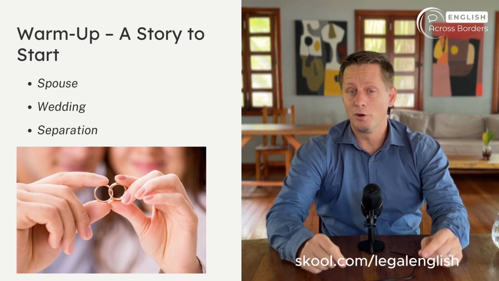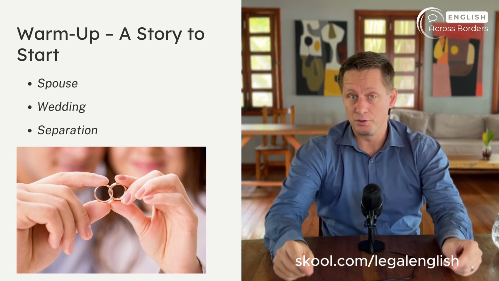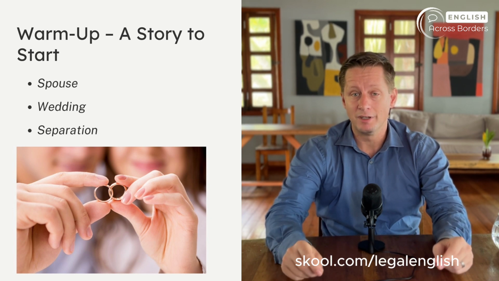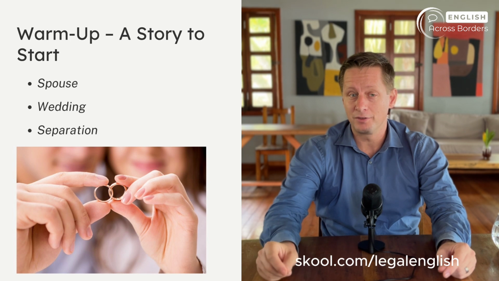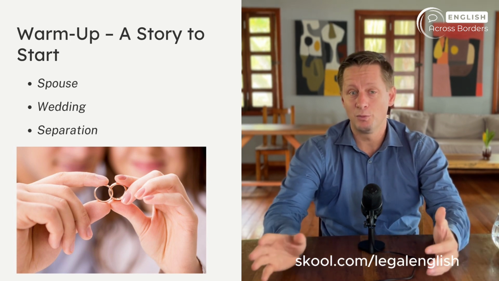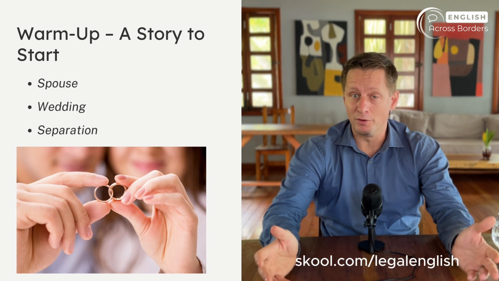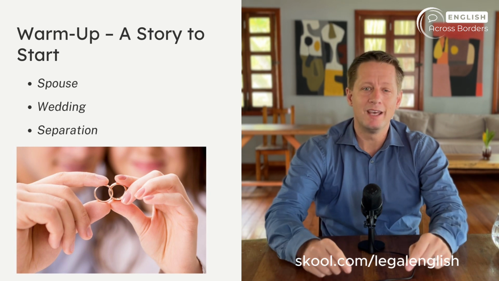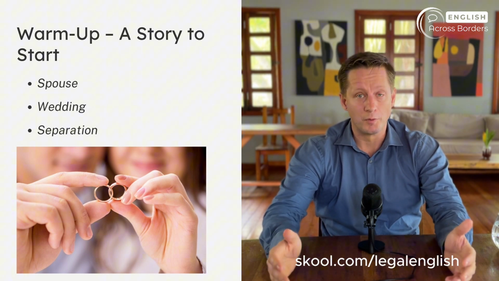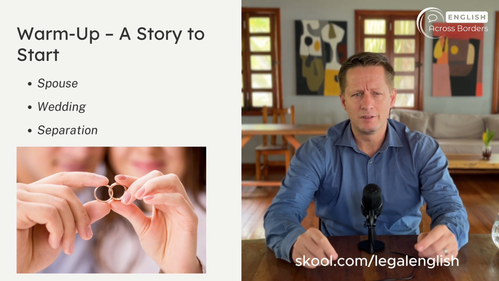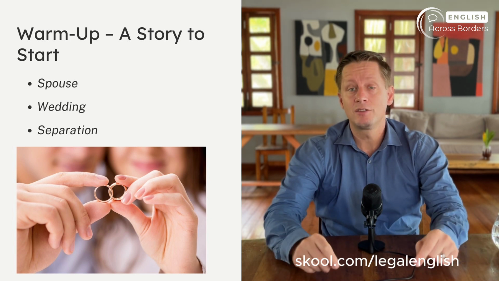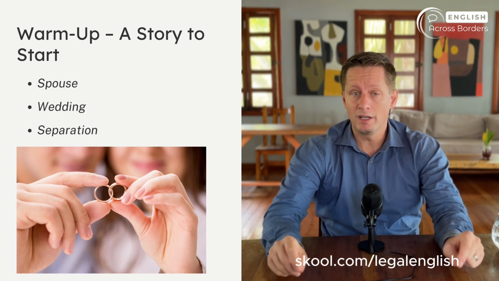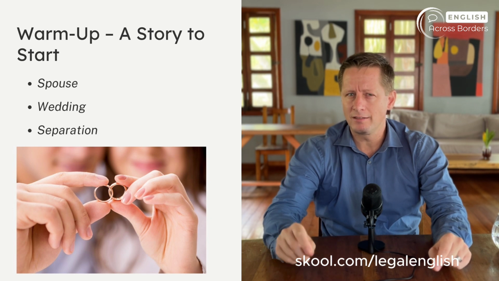Let me tell you a story about Anna and Carlos to introduce today's topic. Anna and Carlos were married 5 years ago. Anna is Carlos's spouse. That means they are husband and wife. Their wedding was beautiful, and it was also an important legal event that made their marriage official. 3 years later, Anna and Carlos decided to live separately. This is called a separation in legal terms. That means they no longer live together, but are not yet divorced.